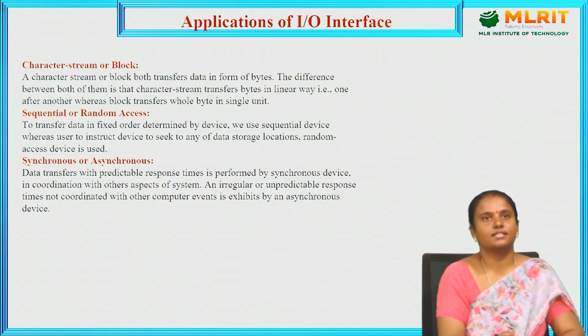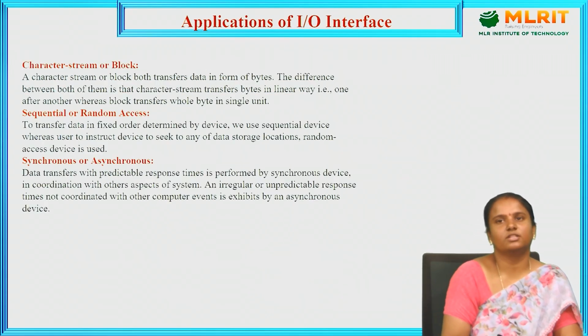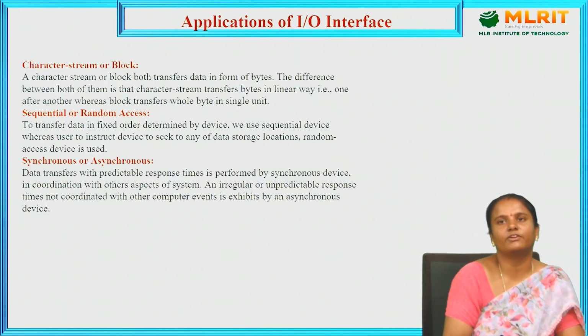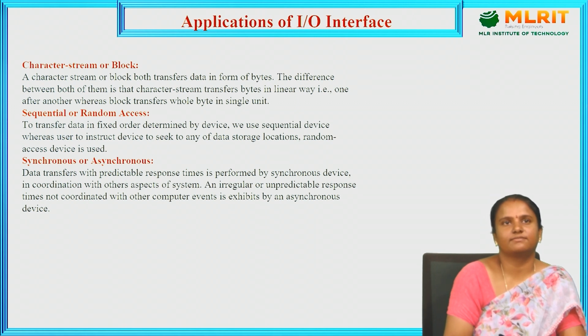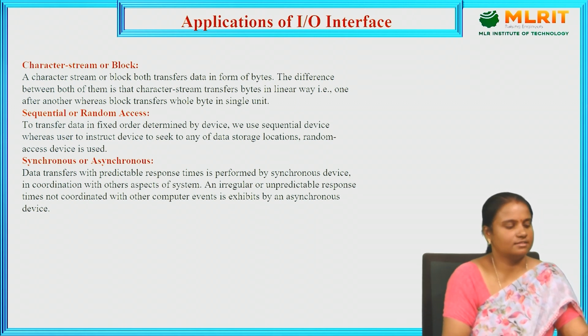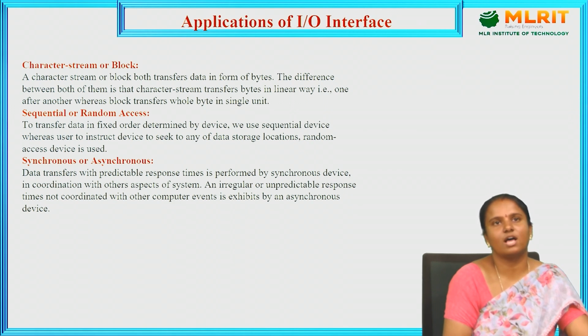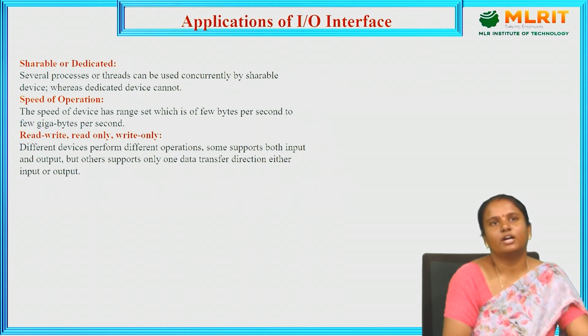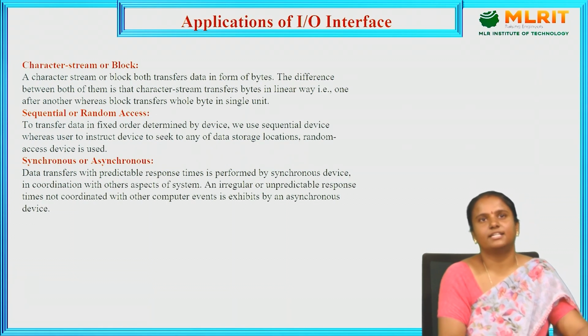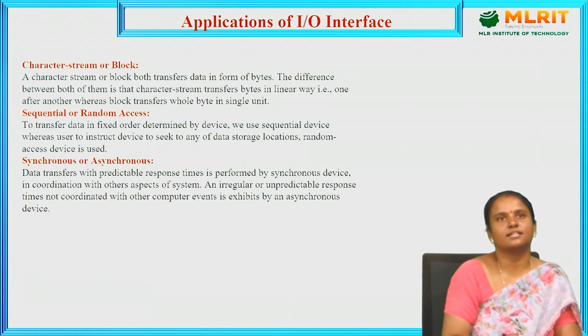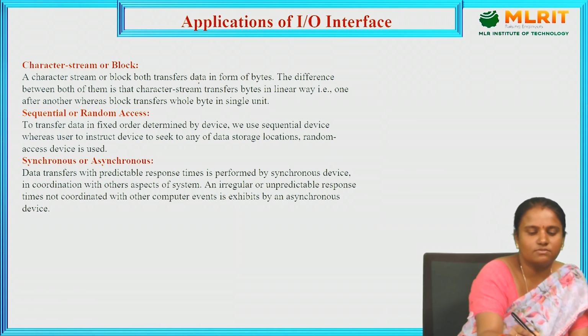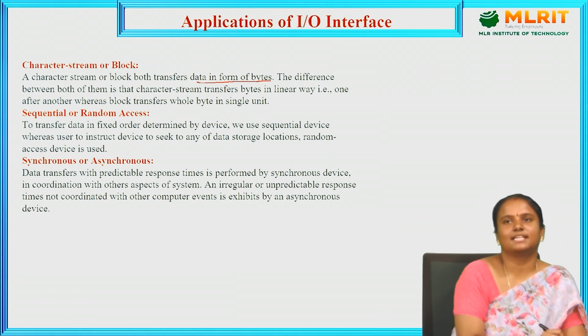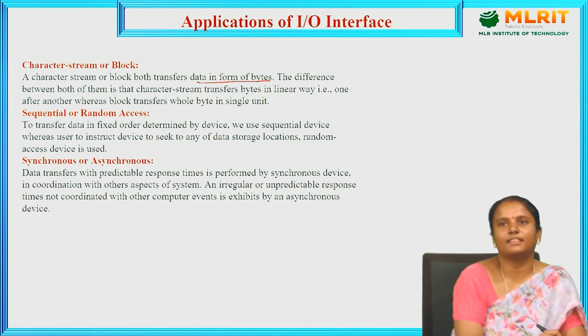So next one is character stream or block. These are some applications performed for the input-output interface. First one is character stream or block, sequential or random access, synchronous or asynchronous, shareable or dedicated, speed of operation, read-write, read-only, write-only. So let us start with character stream or block. In this, both transfer the data in the form of bytes.